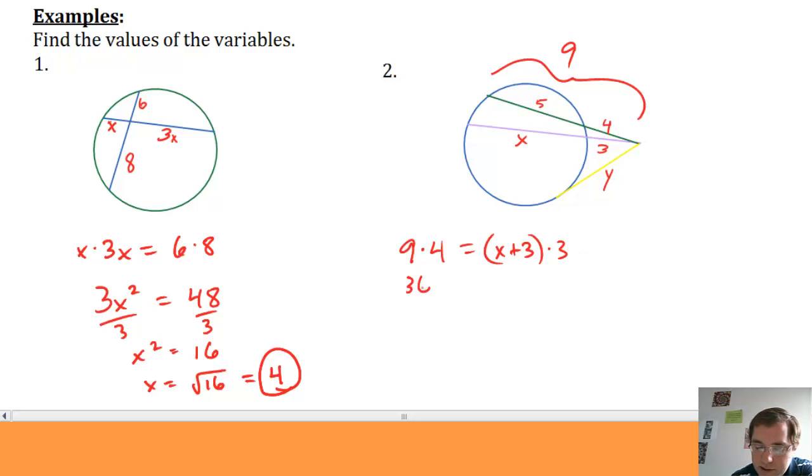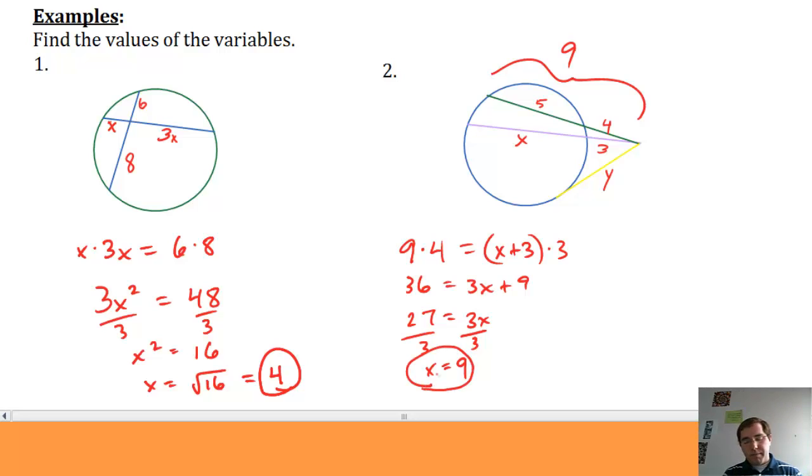9 times 4 is 36. Let's distribute the 3 over here. 3x plus 9. Subtract the 9. We'll get that 27 equals 3x. We divide both sides by 3. And x equals 9.